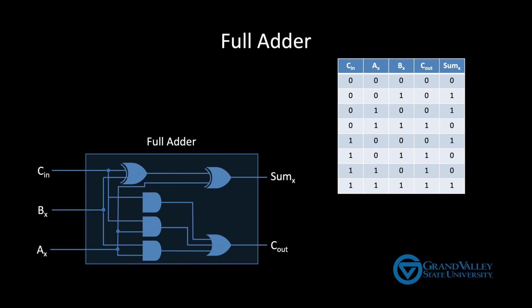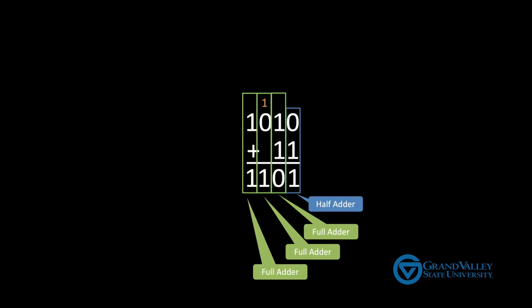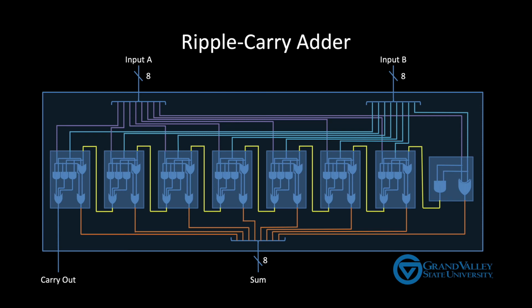Now once we have this full adder, we can repeat the full adder process for each of the remaining input bits. And when we do that, we end up with what's called a RippleCarry adder. So notice the yellow lines in the diagram. This adder is called a RippleCarry adder because the carry ripples through the adder from left to right on those yellow lines. Now remember, this is an 8-bit adder, which means it can only handle inputs between 0 and 255.